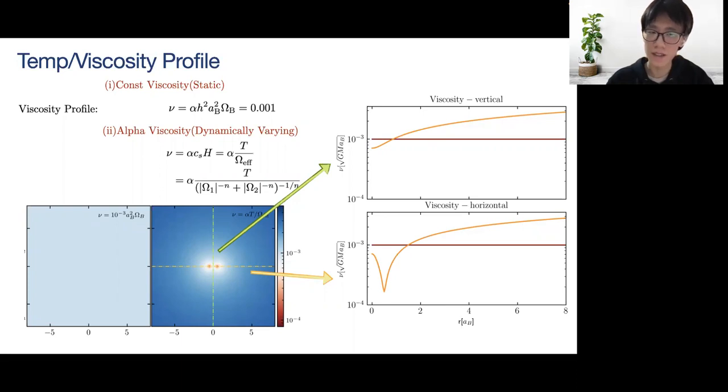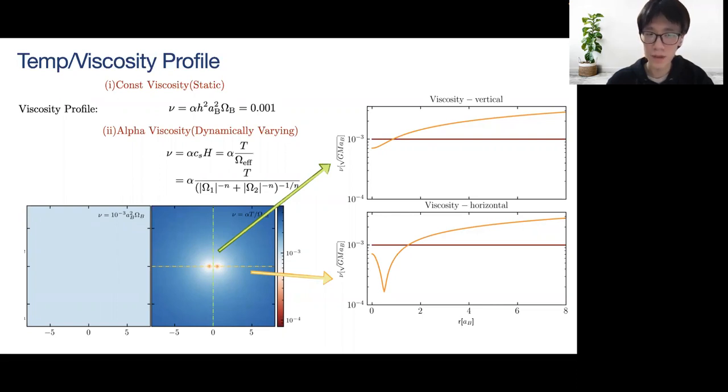The first is the constant viscosity, which means your viscosity is a constant independent of radial distance. And the second is the standard alpha viscosity, which is dynamically varying with the local temperature, which is the standard viscosity used by most people doing accretion disks. The difference between these two is that as time goes by, when thermal relaxation is involved, this kind of alpha viscosity will have a varying temperature profile, which will modify the viscosity profile.